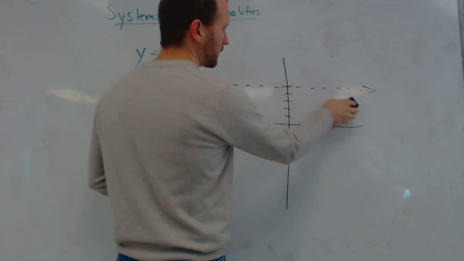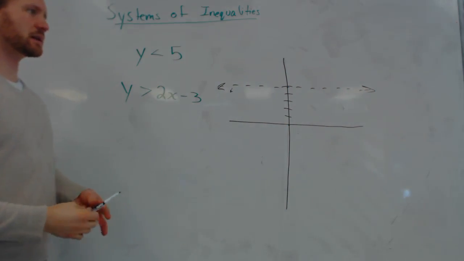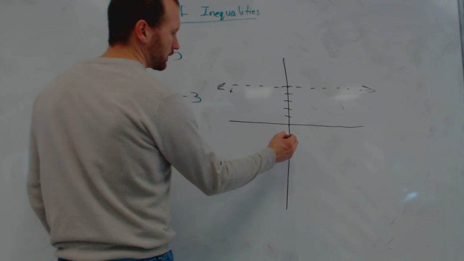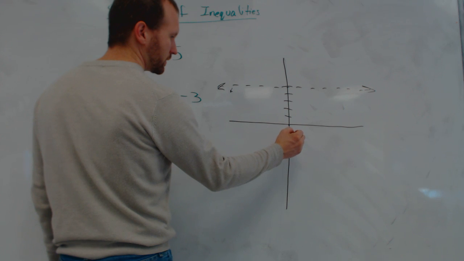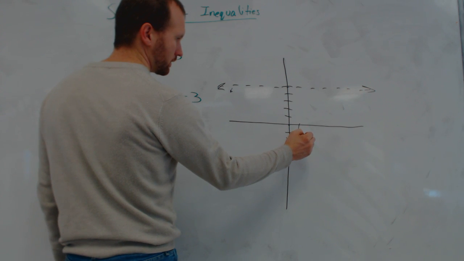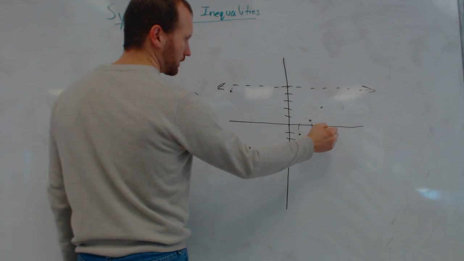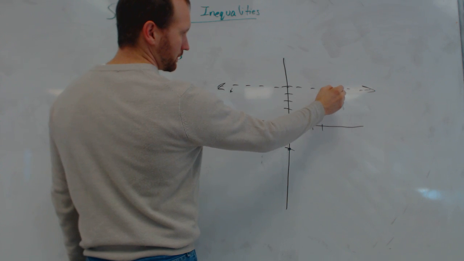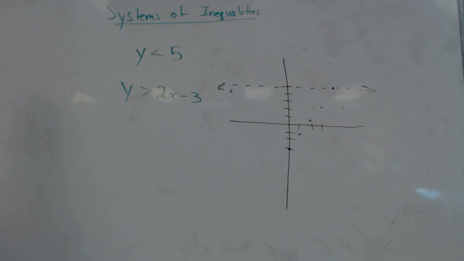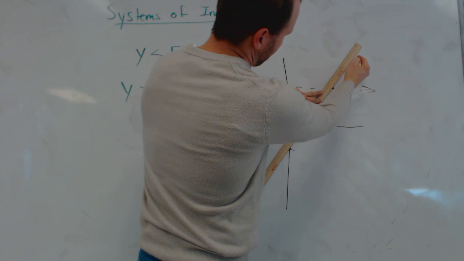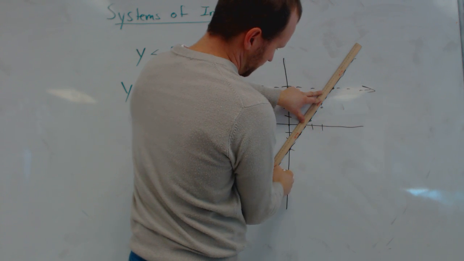And I'm going to use the second method that I described. So I'm just going to draw a little arrow here to remind me that I'm shading down. Then I'm going to graph this one. Slope-intercept form. So I go down 3: 1, 2, 3. Up 2 over 1. Up 2 over 1. Something like that. Also a dashed line.